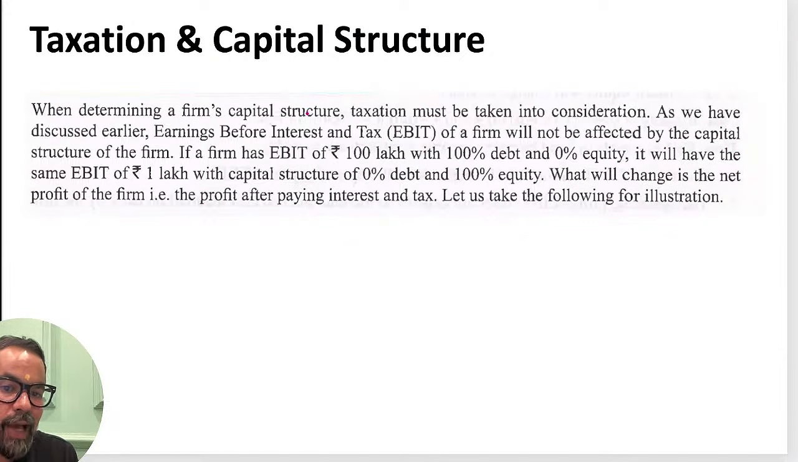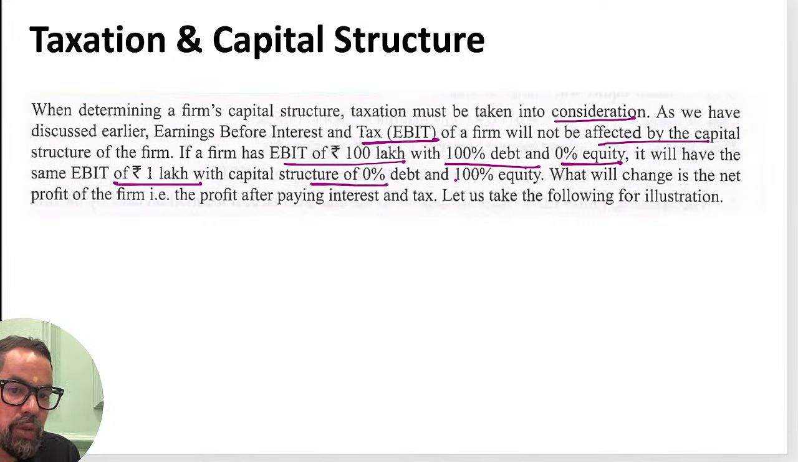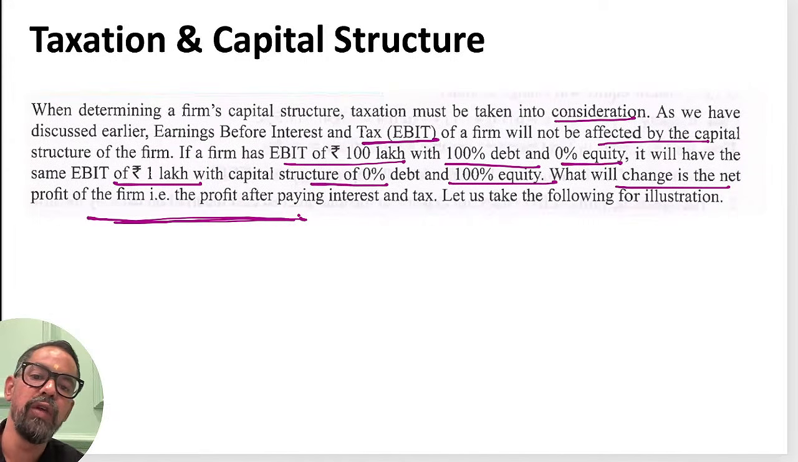So when determining a firm's capital structure, taxation must be taken into consideration. As discussed earlier, earnings before interest and taxes of a firm will not be affected by the capital structure of the firm. If EBIT is 1 lakh with 100% debt, 0% equity, it will have EBIT of 1 lakh with debt of 0 and equity of 100%. What will change is the profit of the firm after taxes, because in one case you have to pay high taxes in case of equity, and in case of debt proportion you have to pay less taxes. Got it, guys? Understanding these particular elements is very, very important.